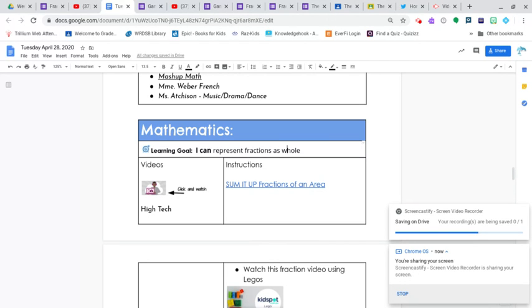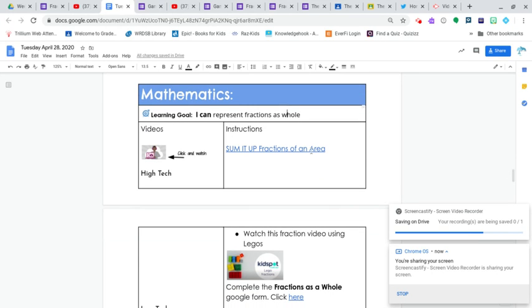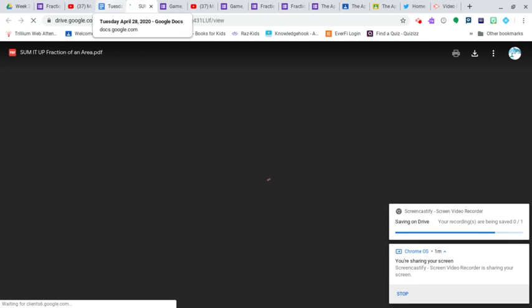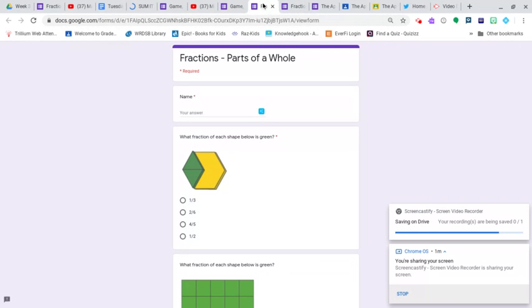Anyways, back to your math lesson for today. It is "I can represent fractions as a whole." And for parents and for you, there's a sum it up page. If you click on this, it'll give you a little bit of an idea of what the whole lesson is all about. Fractions of a whole is when things are together as a whole, so they're never apart. And when you take that whole and you split it equally, that was a big deal when we were looking at equal parts.